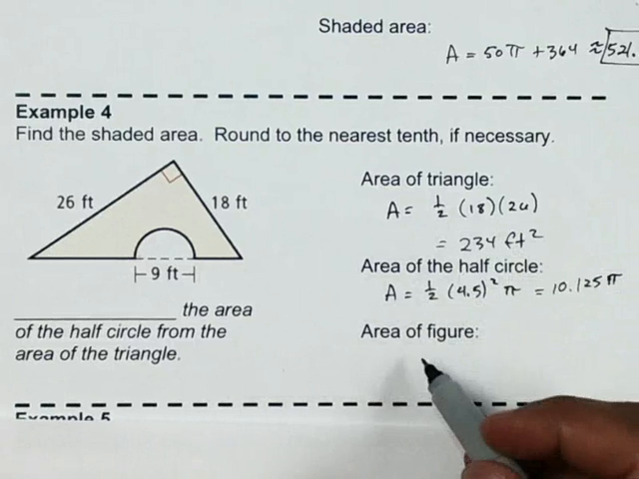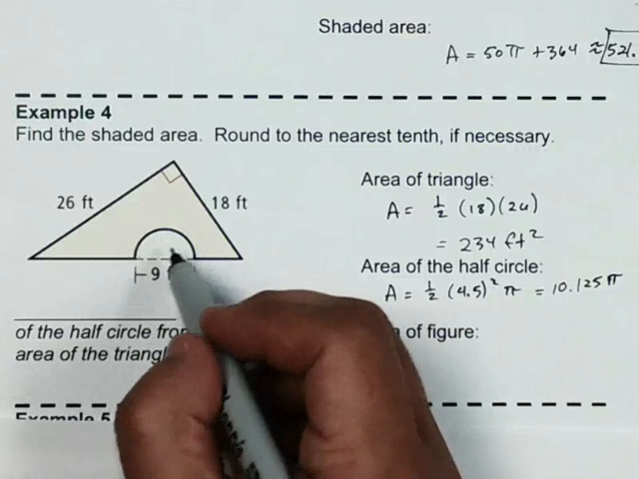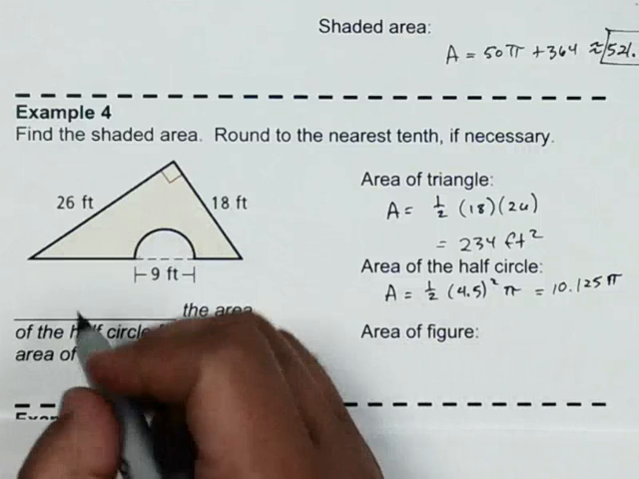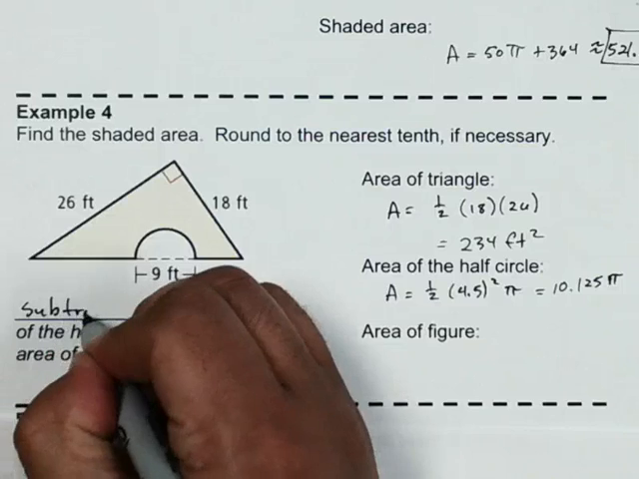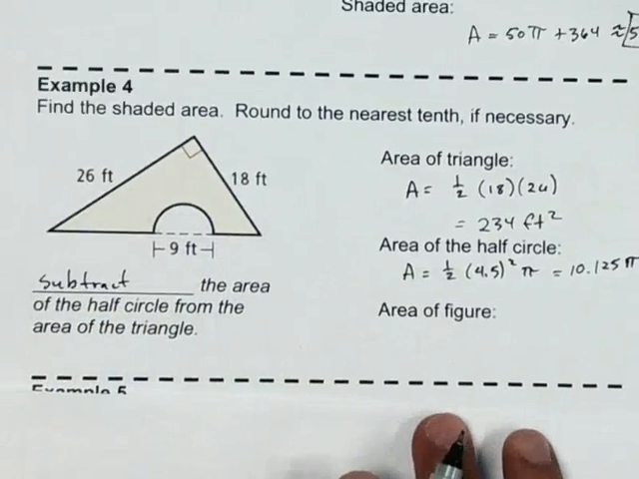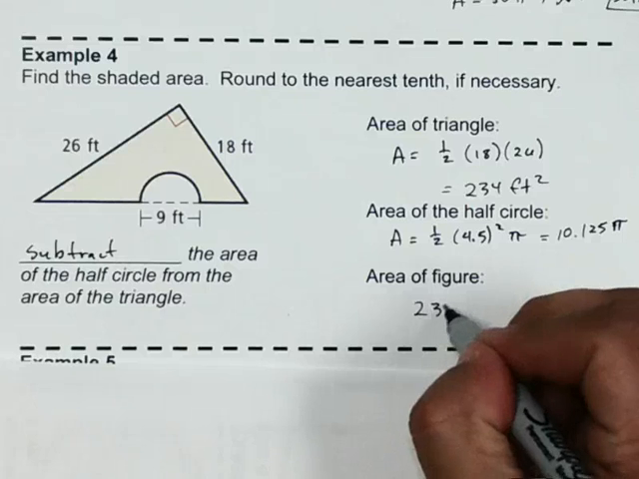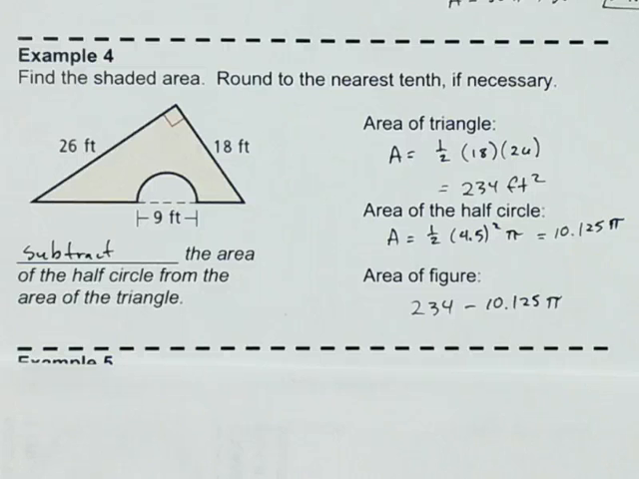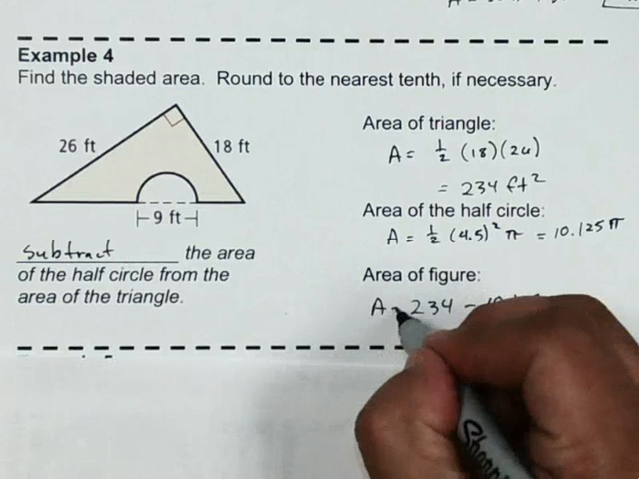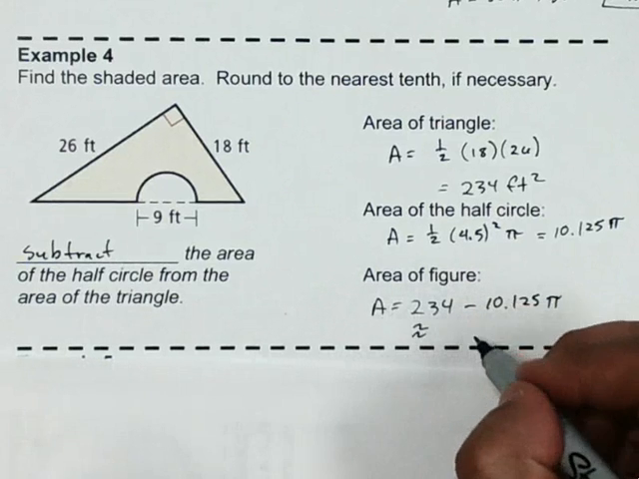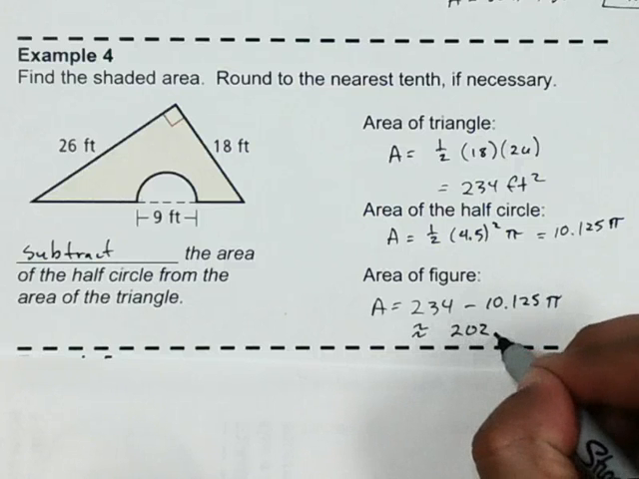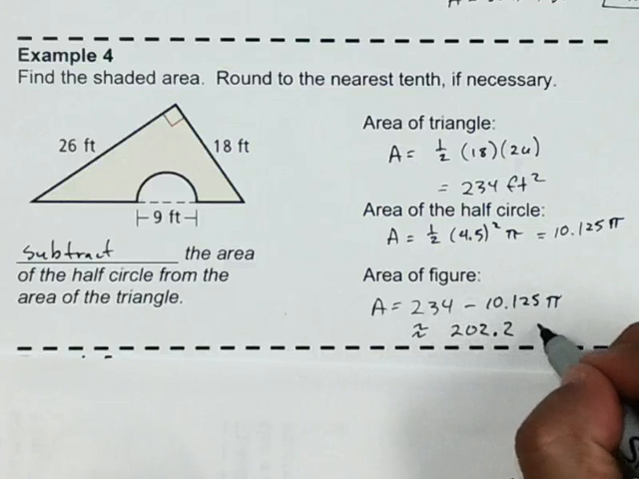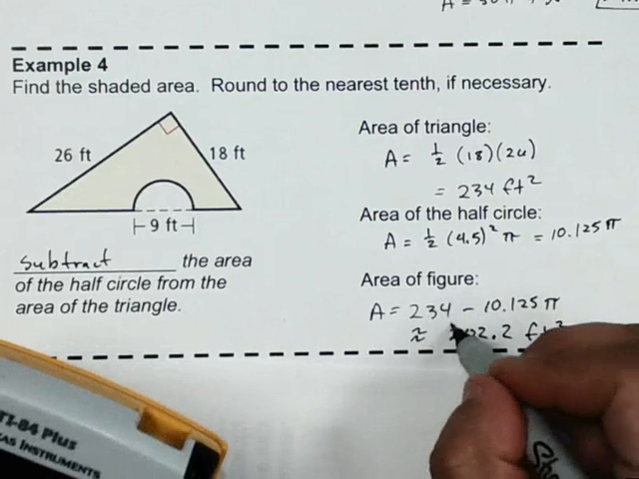So I want to take my area, and this time, since this cuts into the triangle, I want to subtract the area of the half circle. So I'm going to do 234 minus 10.125 pi. All right, so my area is going to be approximately 202.2 feet squared.